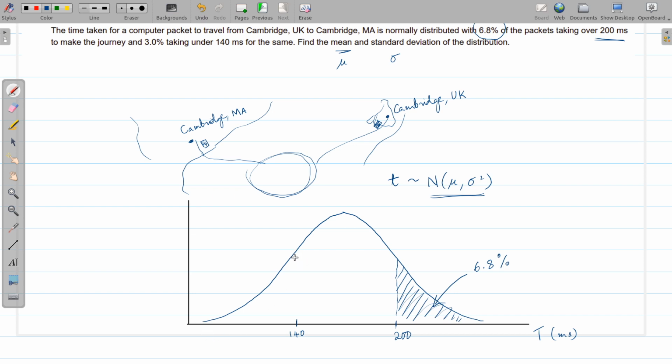And the time taken which is less than 140, I think I should do it to be more realistic. 140 will be somewhere here. Less than 140 milliseconds, that means this area is just 3%. Now the question they have asked is, using this information, we need to find out the mean of this distribution and the standard deviation, that is the spread of this distribution.